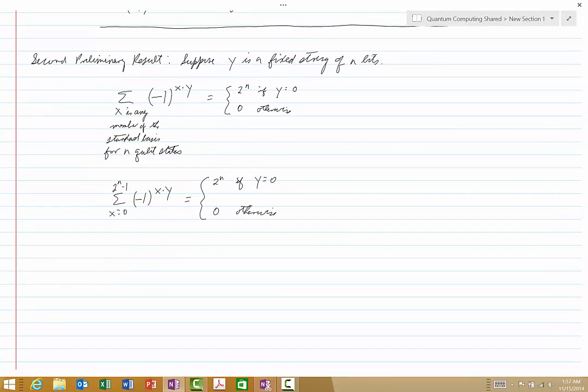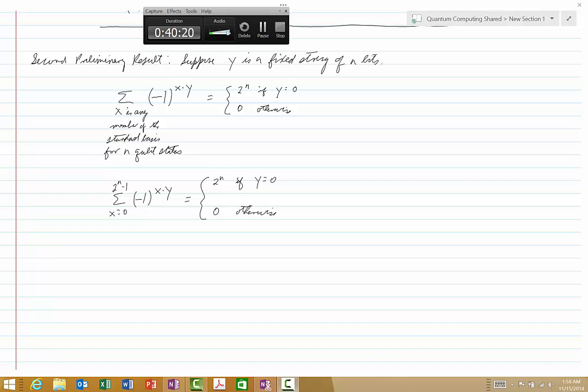And so I encourage you to take a moment first. Now remember, y is a fixed string of n bits, so x is varying. We're looking here over different values of x. But when we sum up what we get for all of these 2 to the n values of x, we will get 2 to the n if y is equal to 0, but otherwise we will get 0. Think about that for a moment and see if that seems reasonable to you. And when you think it is clear, turn the video back on and let's see if we all see eye to eye about this statement.